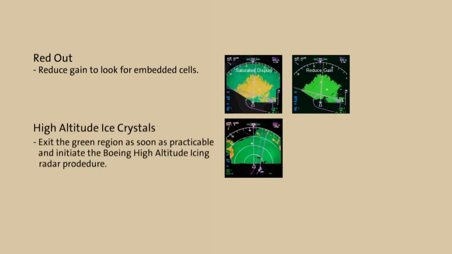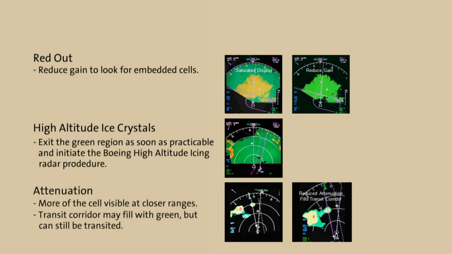At cruise altitudes, a region of green on the display may represent high-altitude ice crystals. Exit the region as soon as practicable and initiate the Boeing high-altitude icing radar procedures. Finally, remember that as the aircraft nears weather, there will be less attenuation and that more green returns will become visible.